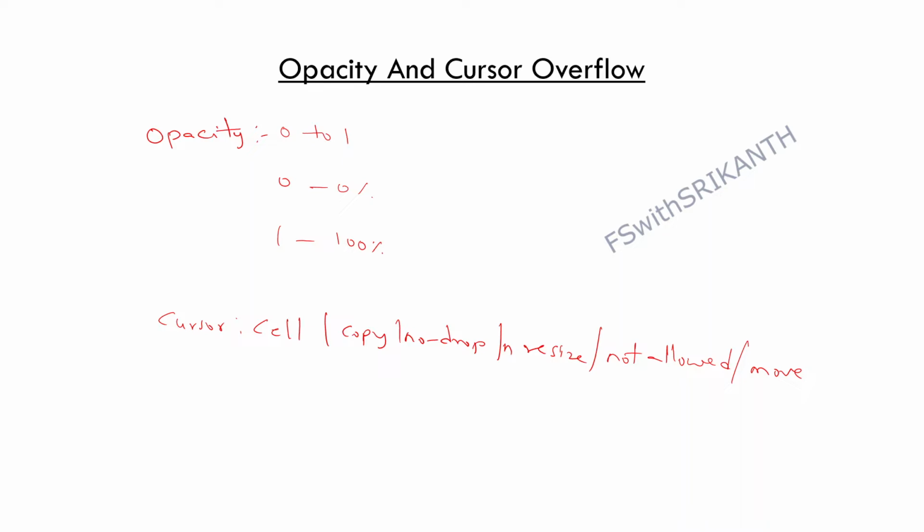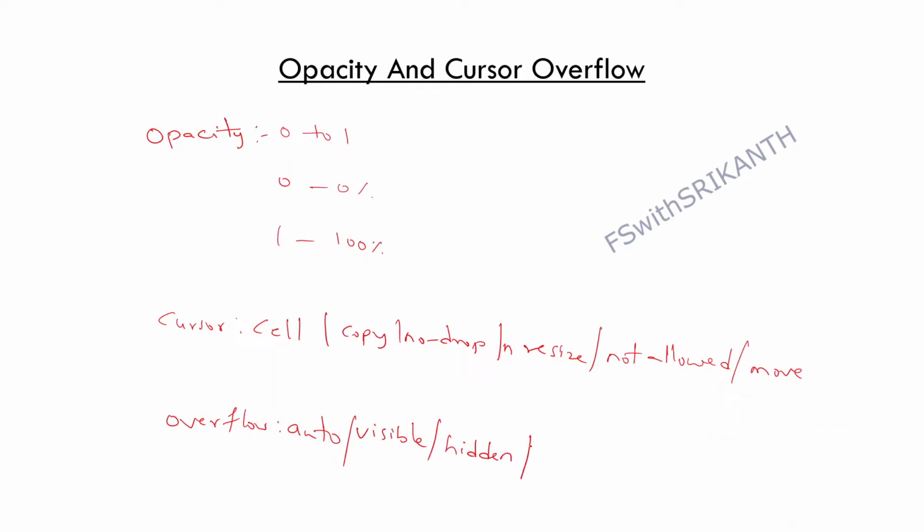And there is one more property, that is overflow. This is the most important property in real time; in most cases we use overflow. With the help of overflow, we can create a scroll bar, or we can ignore the scroll bar and make the content visible outside of the particular element's height and width. The default value, auto, automatically generates a scroll bar. There is also visible, and hidden.